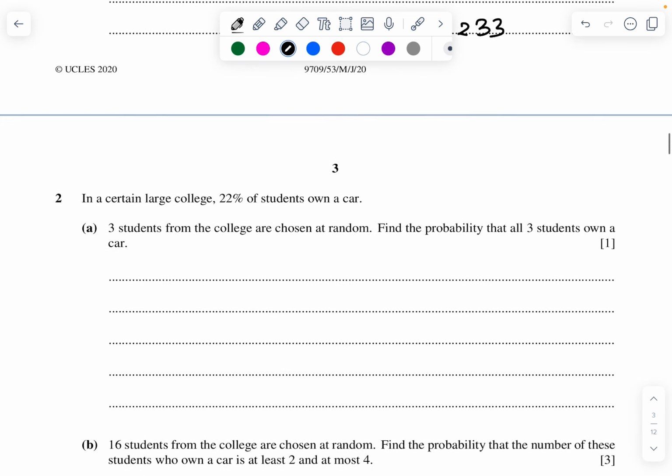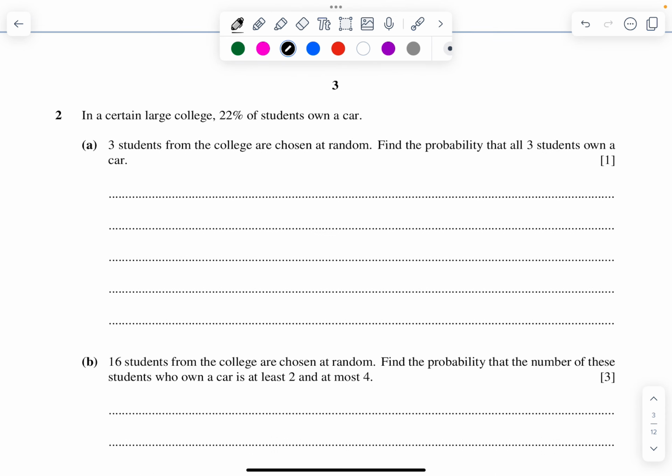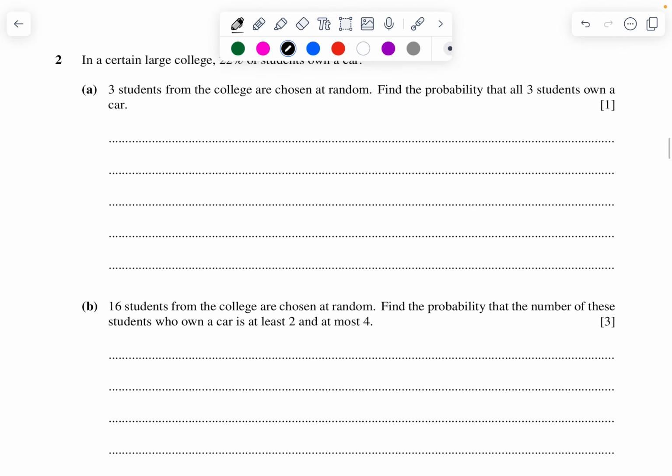In a certain large college, 22% of the students own a car. Three students are chosen at random. Find the probability that all three chosen students own a car. So the first owns a car, the second owns a car, and the third owns a car, which is going to be 0.0106.